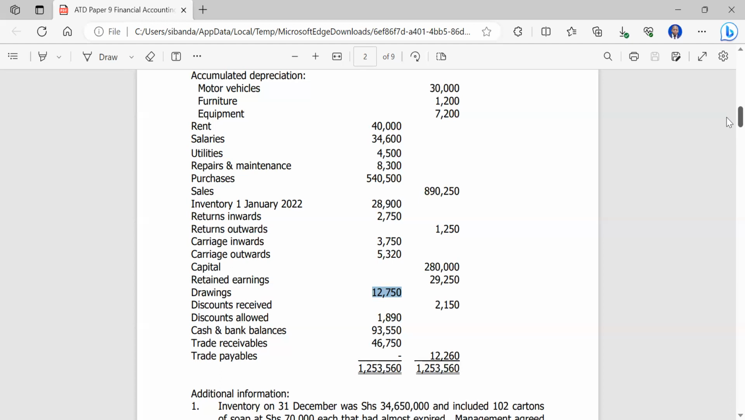Okay. We also have cash and bank balances. So this is 93550, which means that cash and bank are combined, like coming from the cash book. This is an asset as we can see there. We know very well that sometimes bank can also have a credit balance where you have a bank overdraft, and in that case it will be a liability. But for this case, this is an asset.